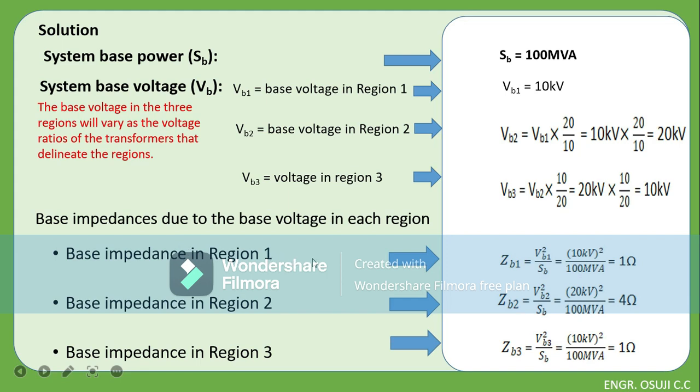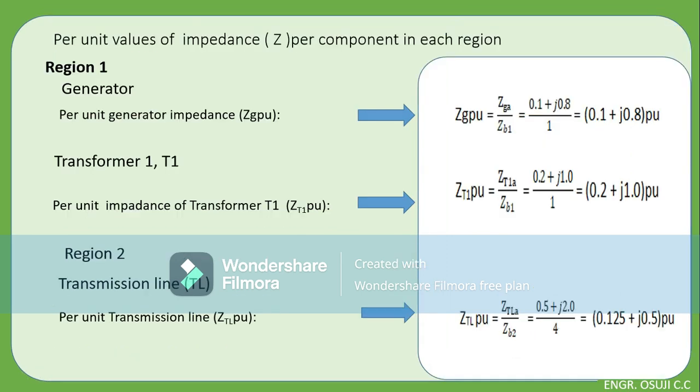So we see the base impedance for region 1. Already we know this formula: ZB1 is equal to V squared, the square of the base voltage in region 1, all over the base power. We know that the base power remains the same for all the regions, and there we have 1 ohm. We do the same thing for region 2, and we have 4 ohms. The same thing for region 3, and we have 1 ohm.